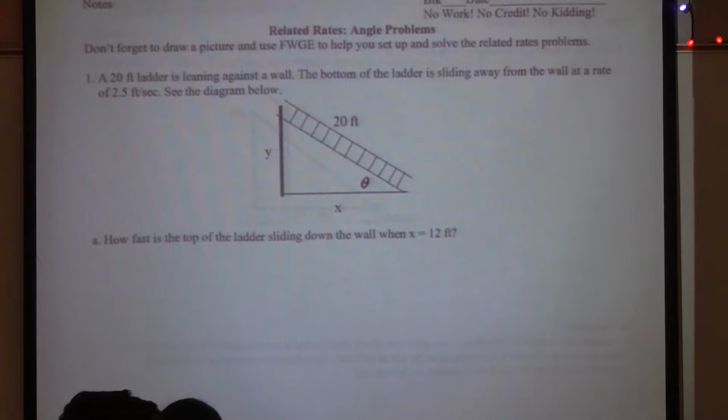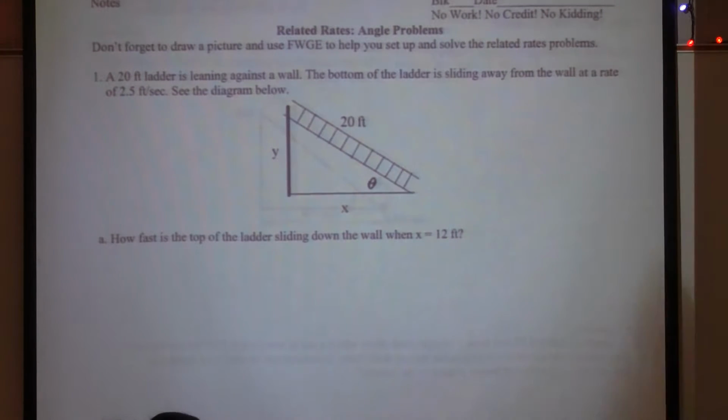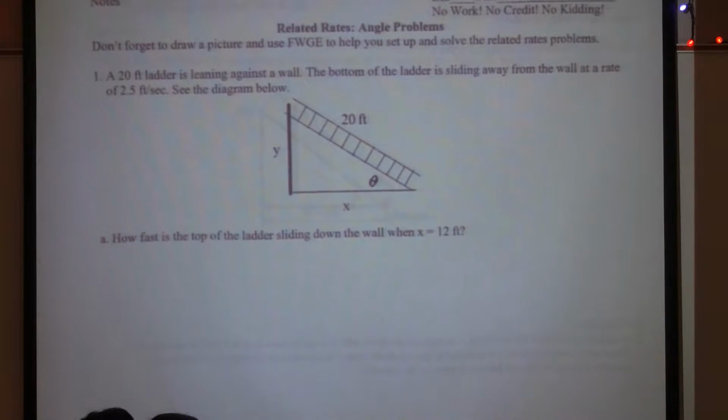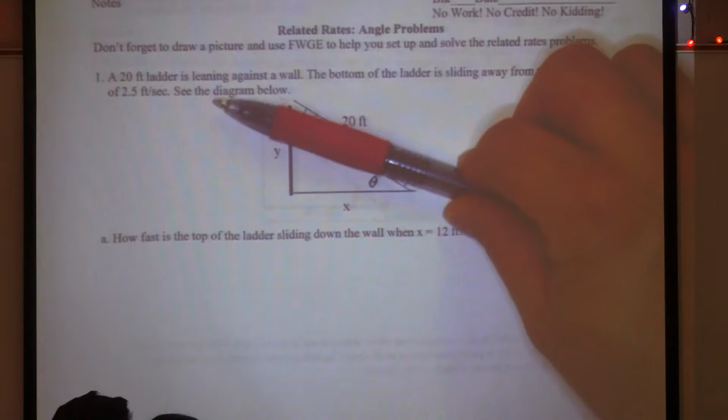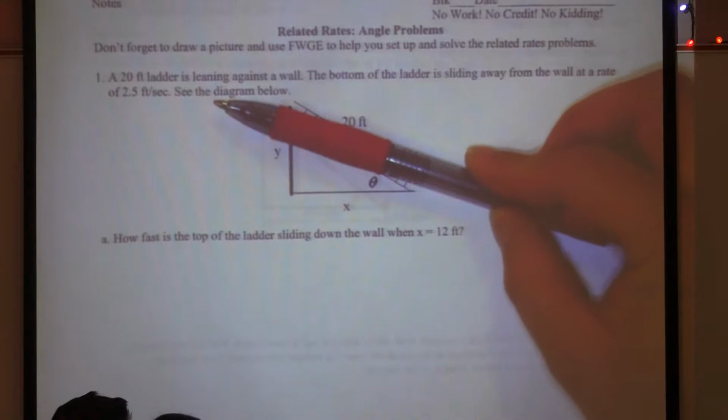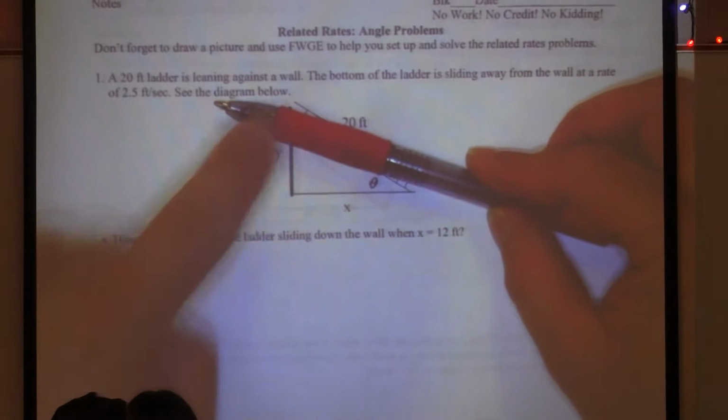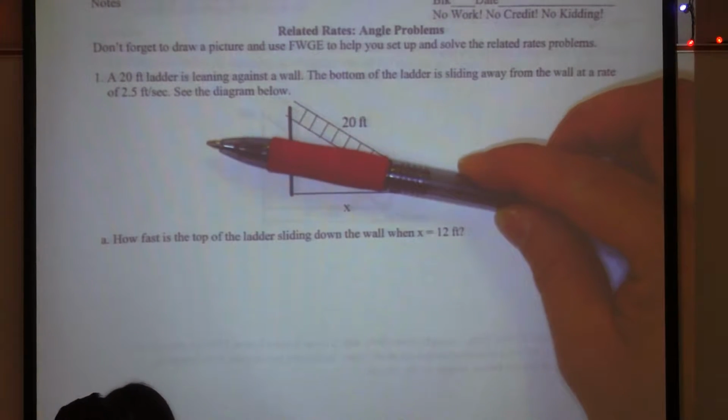A 20-foot ladder is leaning against the wall. The bottom of the ladder is sliding away from the wall at a rate of 2.5 feet per second. Okay. And now read part A. How fast is the top of the ladder sliding down the wall when x equals 12 feet?